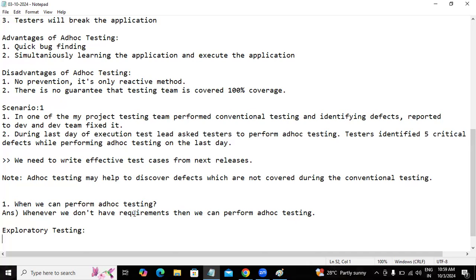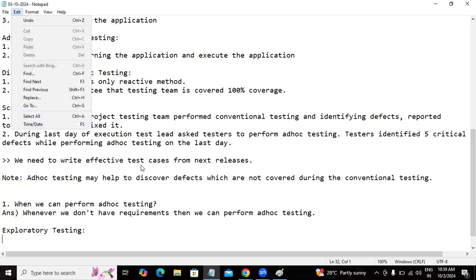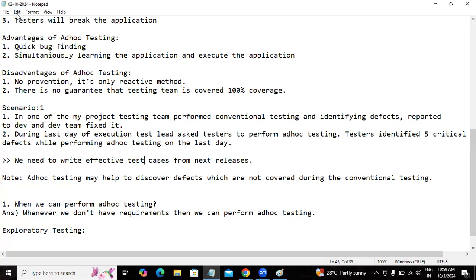If you are clicking on some menus, under those menus, what options are available? If I click on this menu, where does the application redirect? Like this, you need to understand the application and add those scenarios into one document. You need to document those scenarios. After that, you need to execute whatever scenarios you found while performing exploratory testing.